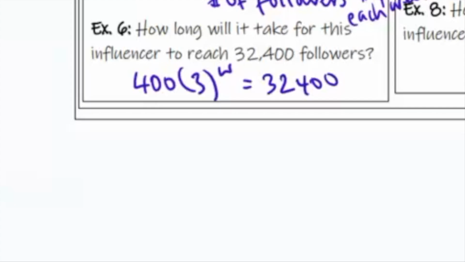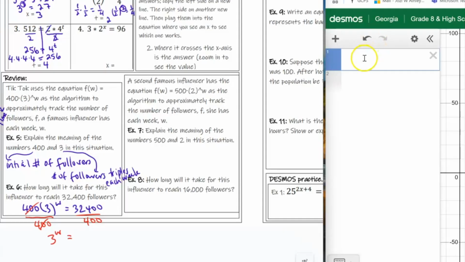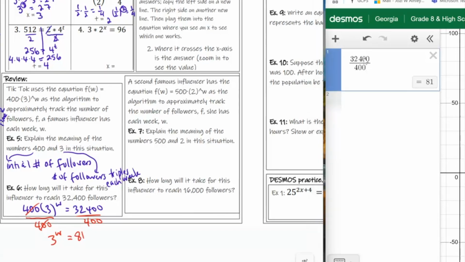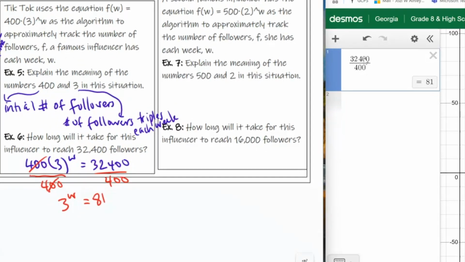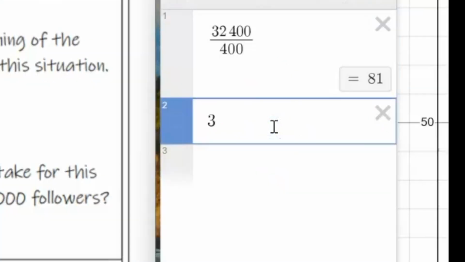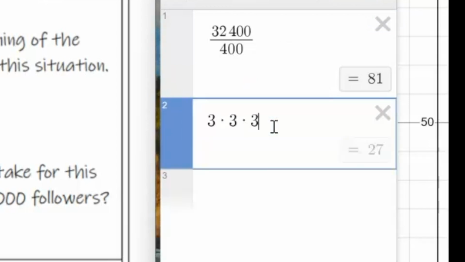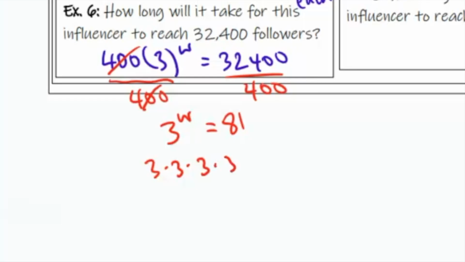Okay, so let's go ahead and start solving it. First, I want to get rid of 400 by dividing both sides by 400. So this goes away. So I'm going to have 3 to the w is equal to, and you're going to just put that in a calculator real quick, 32,400 divided by 400, and that's going to give me 81. So remember my base, right? My base is 3. So 3 times 3 times 3, however many times is going to give me 81. And if you don't know multiplication facts, 3 times 3 is 9, times 3 is 27, times 3 is 81. So how many 3s did I do? 4 3s gives me 81.